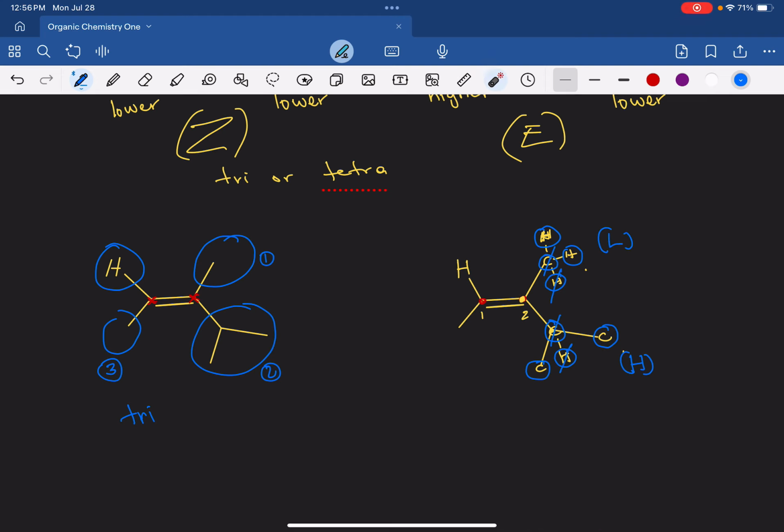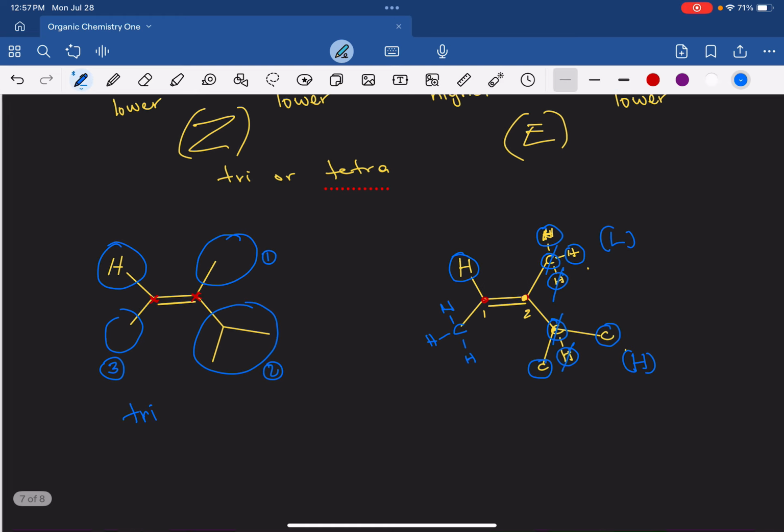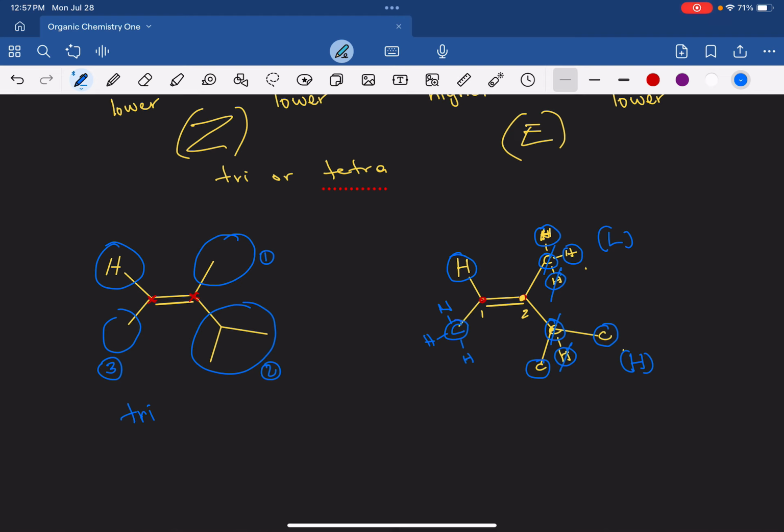Move over to the next carbon of the carbon-carbon double bond, carbon number 1. Directly bonded to carbon 1, I have a hydrogen. Directly bonded to carbon 1 in this direction, I have a carbon with 3 hydrogens. I don't need to go all the way to the 3 hydrogens. So directly bonded in this direction I have a carbon. Directly bonded here, I have a hydrogen. Carbon has a higher atomic number, so this is H, and this is going to be L.